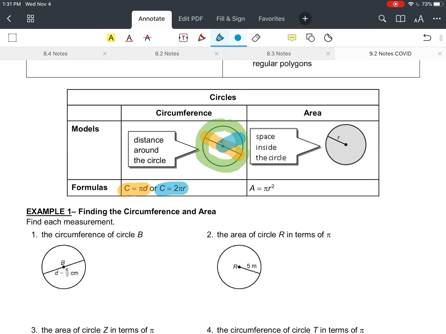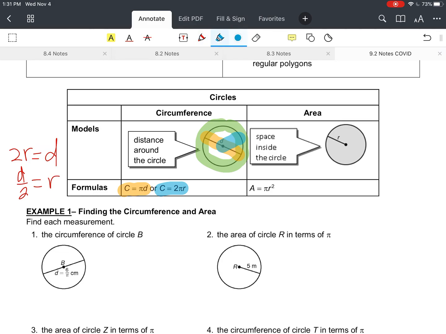If instead you're only given the radius, which is half the diameter, just from the center to the outside of the circle, then you would use 2 pi r. That's because 2 times the radius equals the diameter, so let's write that down. So 2 times the radius would equal the diameter, or the diameter divided by 2 equals the radius, depending on how you want to think about it.